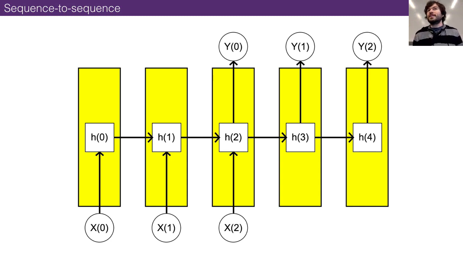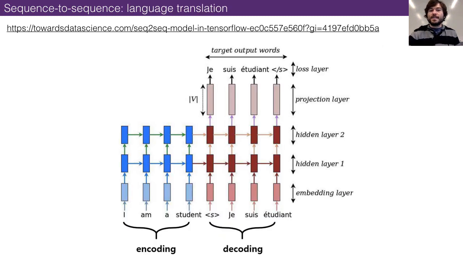And then you can output some output sequence as you want. A concrete example of this is language translation, which is a sequence-to-sequence problem. You have a sequence of words, and you want to translate that into another sequence of words in another language. Now, the way this is done gets a little more complex than the vanilla RNN, but not by much. It combines ideas from recurrent neural networks and also autoencoders, which we talked about before.